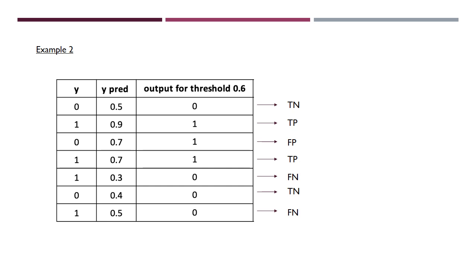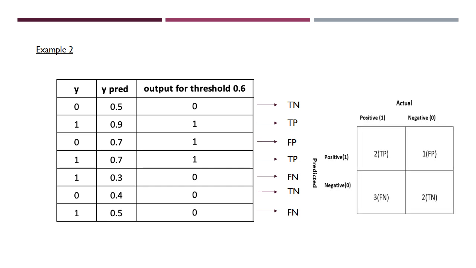And we can create a 2 by 2 grid or a confusion matrix from this data as well. You can see that we have two true positives, two true negatives, one false positive, and three false negatives.